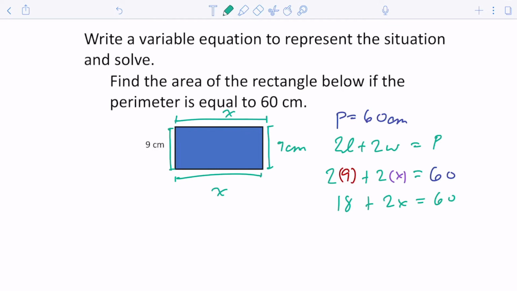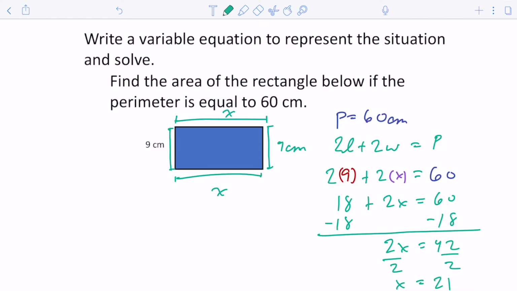All right, now this is a two-step equation. So we did the hard part. This is stuff we've been practicing already. So to solve for x, I'm going to undo addition first. So I'm going to subtract 18 from both sides. So 2x is going to be 42. And then divide both sides by 2. And x is going to equal 21.